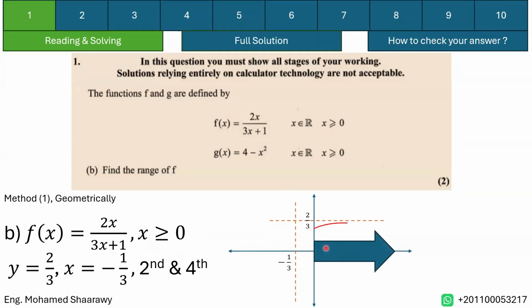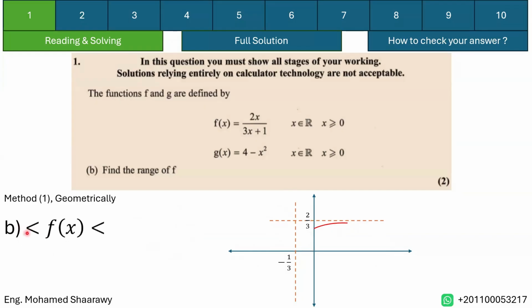And now I have the range. The range is starting from the y, or the f of 0, and ending with y equals 2/3. So my range is between 2 points, which are f of 0 and 2/3.